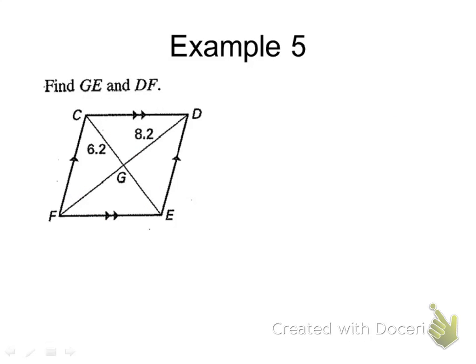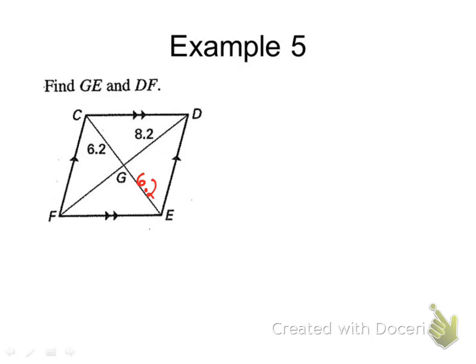All right, the fourth property that you wrote down was all about the diagonals. What do the diagonals do to one another? They bisect. So this diagonal cuts CE in half. This diagonal cuts FD in half. I am looking for GE. GE should be the same as CG since it's been bisected. So what is GE? 6.2.